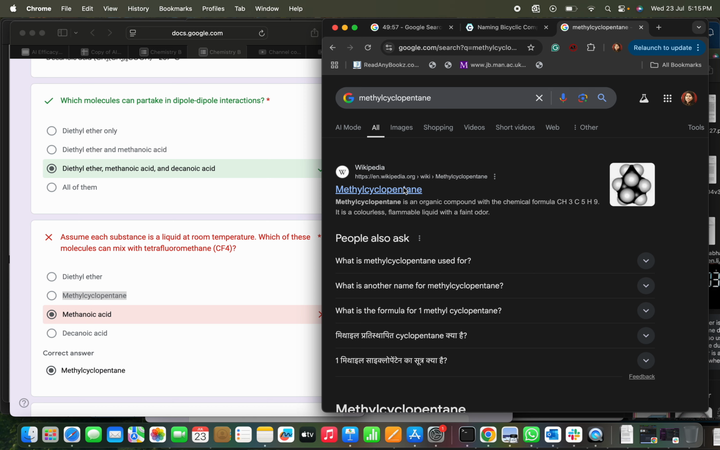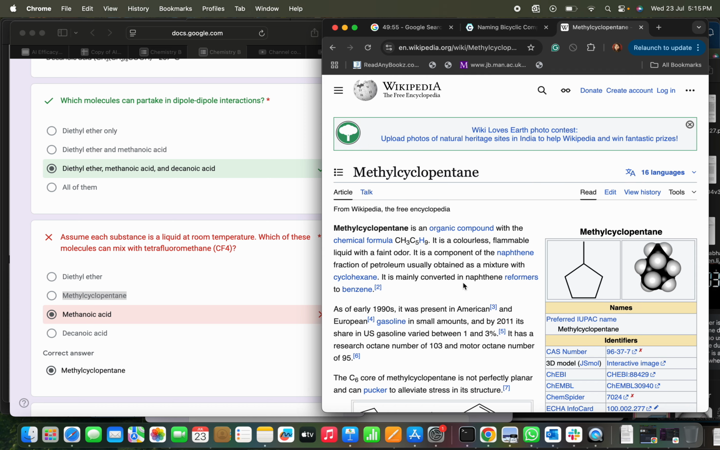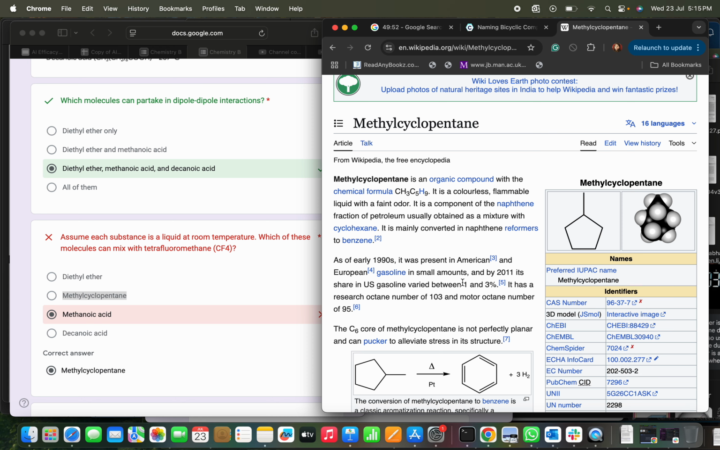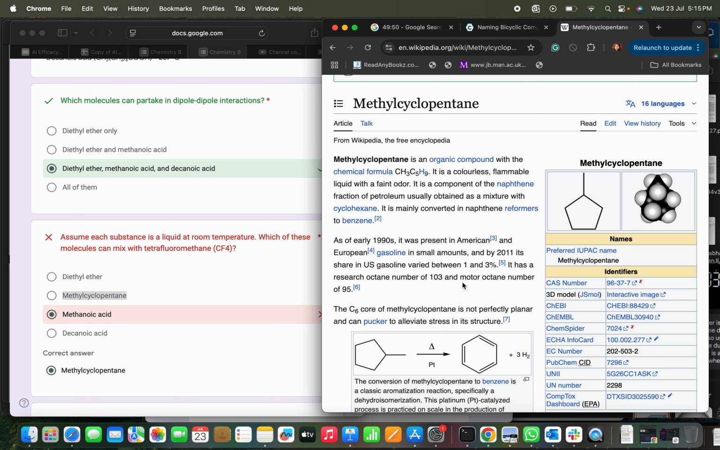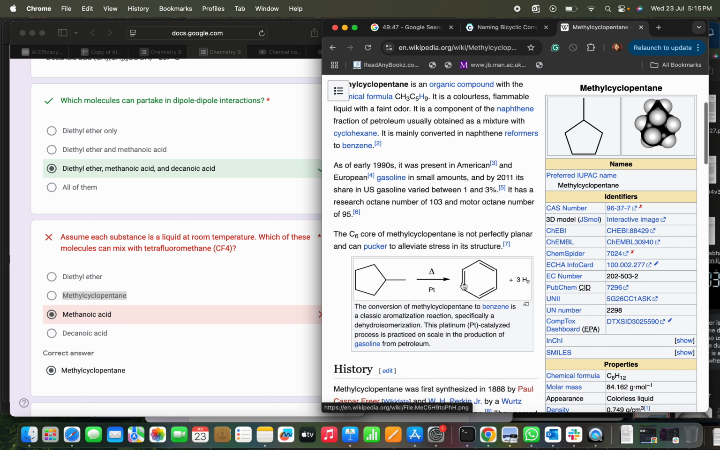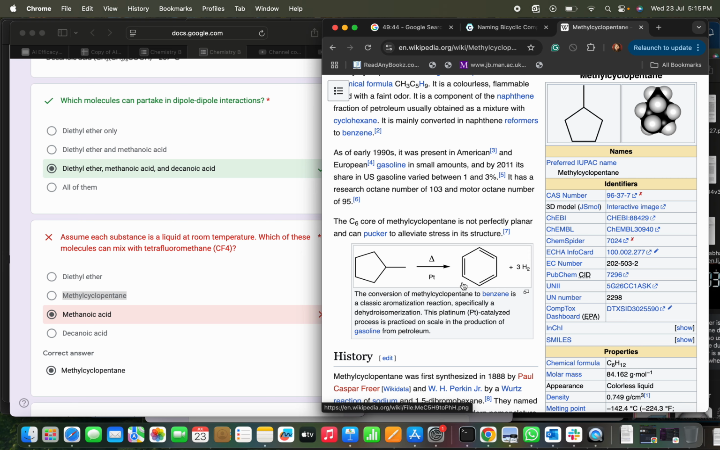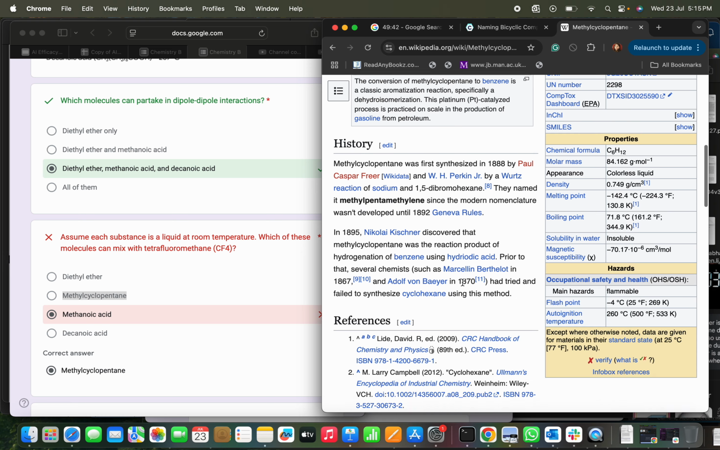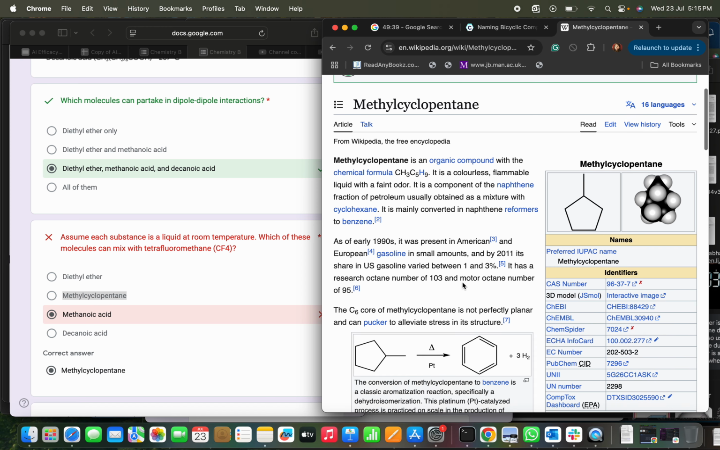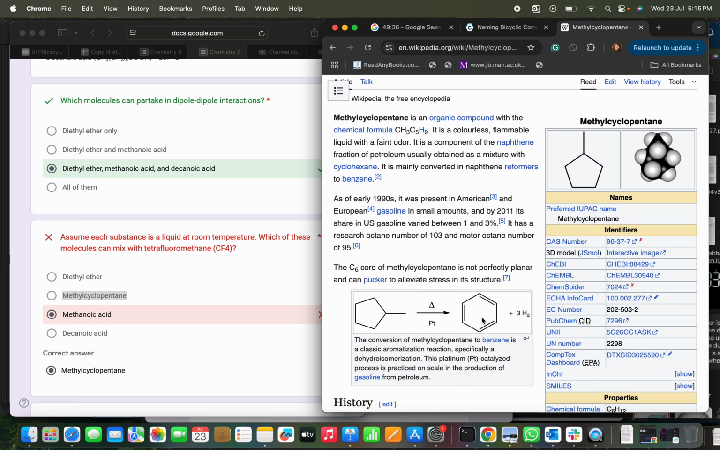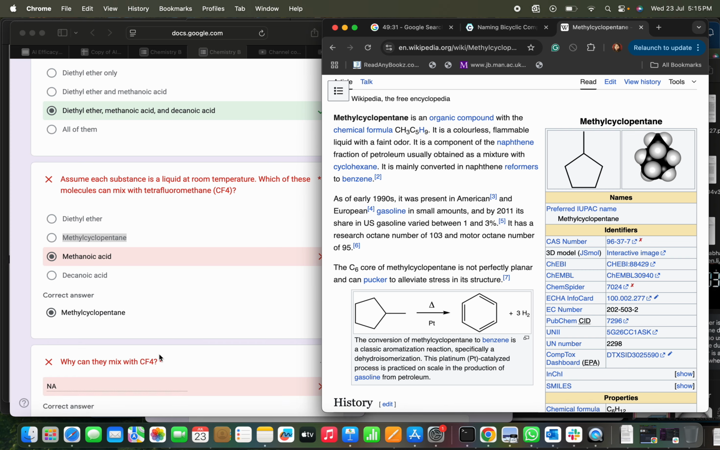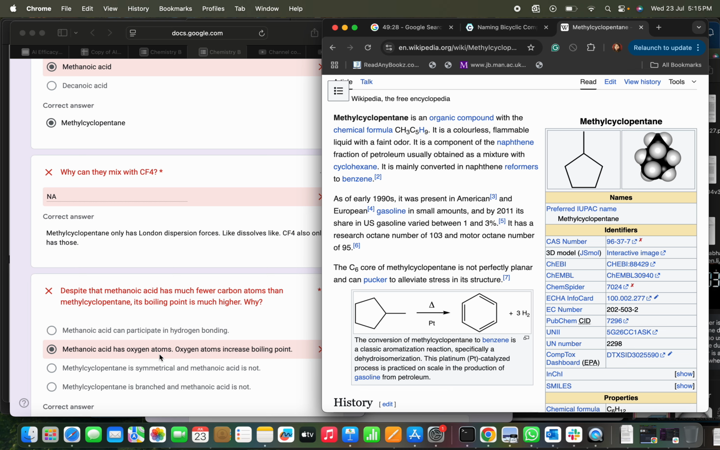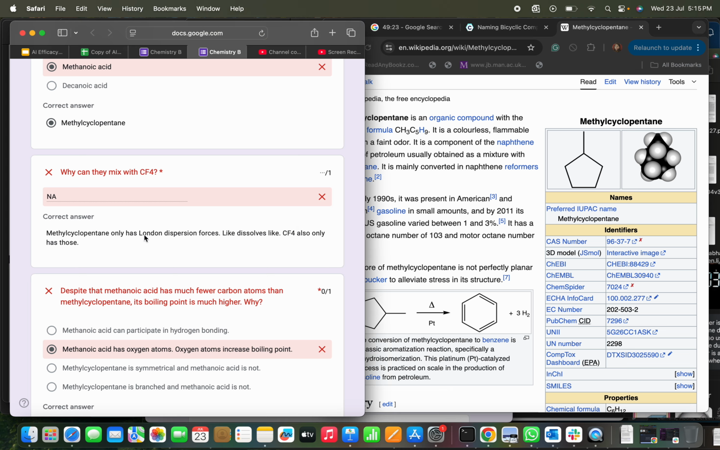Right. So methylcyclopentane is an organic compound with the formula CH3C5H9. It's a colorless, flammable liquid with a faint odor. It's a component of the naphthene fraction of petroleum, mixed with cyclohexane. Methylcyclopentane only has London dispersion forces, like diethyl ether also has. Okay, so it's better if I should have started with this.